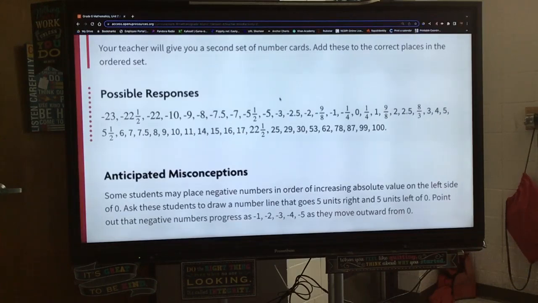Negative 1/4, 0, 1/4, 1, 9/8, 2, 2.5, 8/3, 3, 4, 5, 5.5, 6, 7, 7.5, 8, 9, 10, 11, 14, 15, 16, 17, 22.5, 25, 29, 30, 53, 62, 78, 87, 99, and 100. Okay? So how do we do?